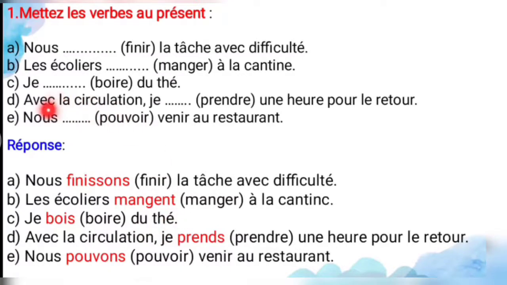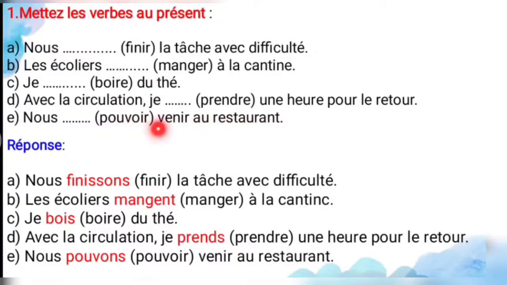And next, avec les occlusions, je dash prendre pour le retour. So here the verb is what? Prendre. Prendre means what? To take. So avec les occlusions, the answer is what? Je prends. I take one hour for the return. So pour le retour means what? To return.